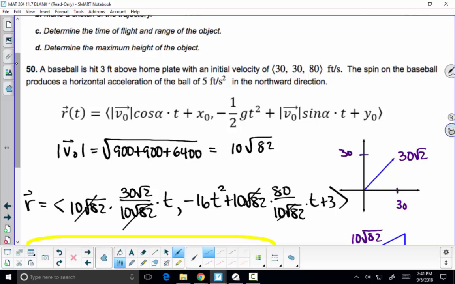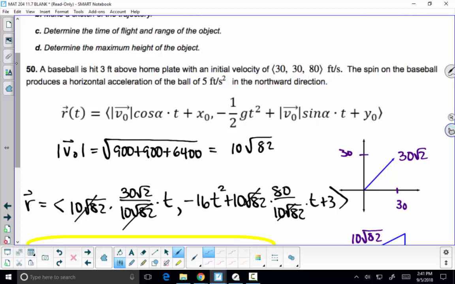Wait, that's horizontal. This is for horizontal. Also, when does t start? Hold on, let me just think. Everybody stop talking. Wait, acceleration. After we hit the ball, your y is right, your x is wrong. Yes, the y is right, the x is wrong.